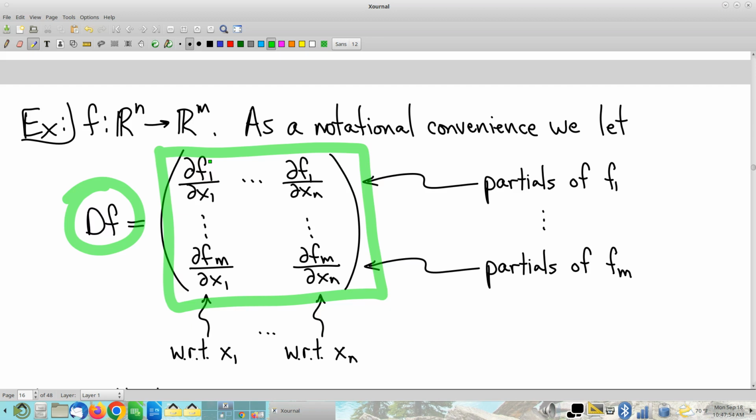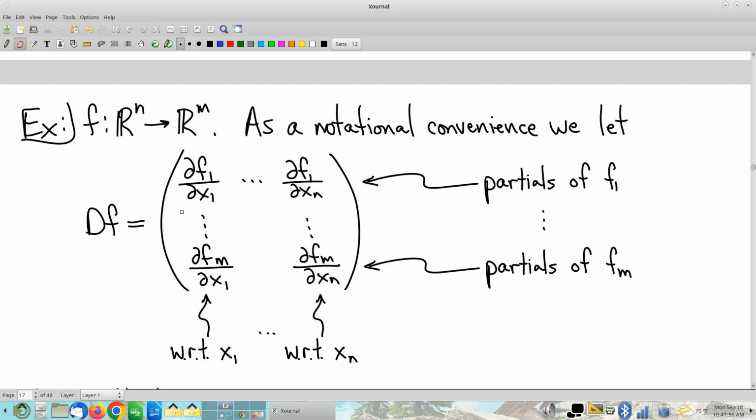Now, it is critical, by the way, that this be organized exactly as is indicated here. Otherwise, it won't do its job. So specifically, the partials with respect to x1 go in the first column.